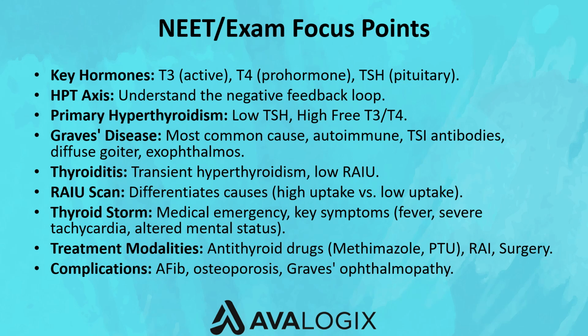RAIU scan helps differentiate causes. High uptake suggests Graves' or nodular disease. Low uptake points to thyroiditis or hormone overdose. Thyroid storm is a life-threatening emergency. Look out for fever, tachycardia, and altered mental status. Treatments include methimazole, PTU, RAI, and thyroidectomy. Don't forget complications like AFib, osteoporosis, and Graves' ophthalmopathy. These are commonly tested in MCQs and clinical case questions, so make sure you've got them down.